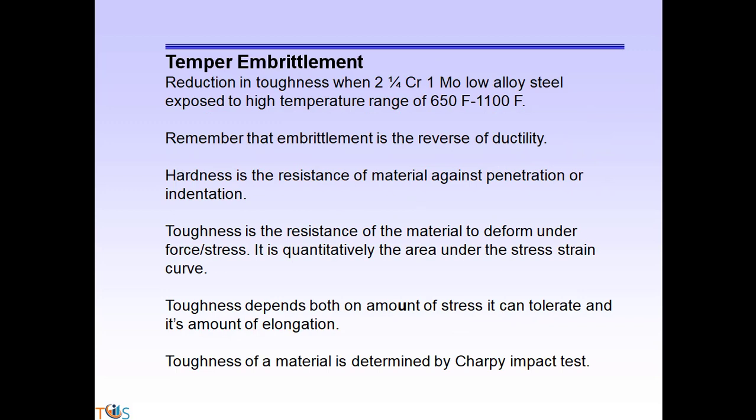Temporary embrittlement, reduction in toughness, means temporary embrittlement when 2.5 chrome 1 moly low alloy steel is exposed to a high temperature range of 650 to 1100 degrees Fahrenheit. Remember that embrittlement is the reverse of ductility. Hardness is the resistance of material against penetration or indentation. Toughness is the resistance of material to deform under forces and or stress. It is quantitatively the area under the stress strain curve. Toughness depends both on the amount of stress it can tolerate and its amount of elongation. Toughness of a material is determined by the Charpy impact test.